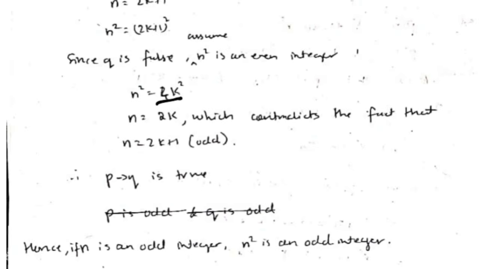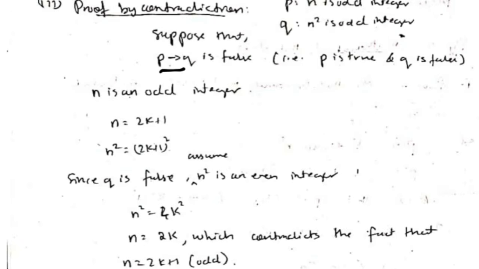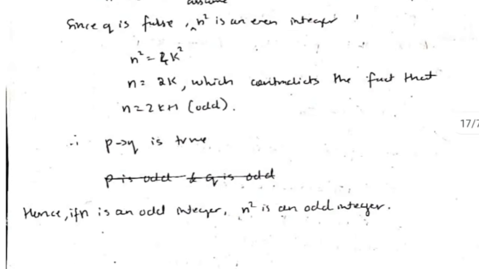But according to this we got n square as 2k plus 1 whole square, and we are getting n as 2k. So that's a contradiction. That contradiction shows that our assumption that p conditional q is false is invalid. So by that we can prove that p conditional q is true.